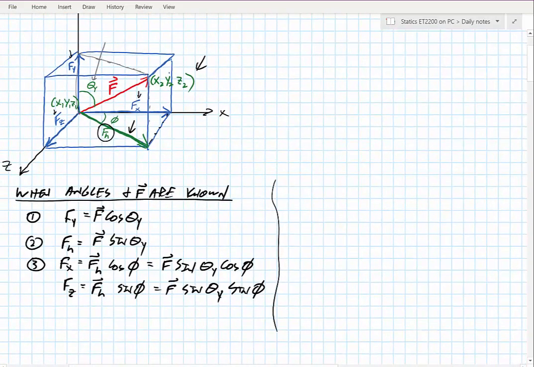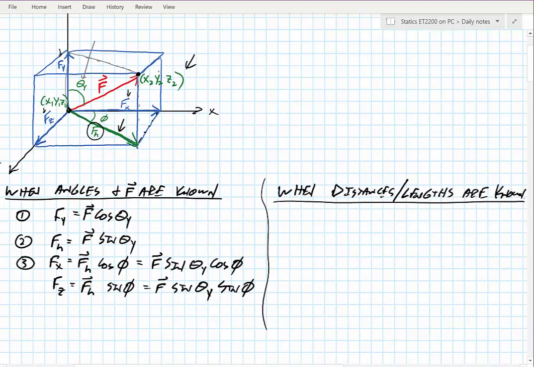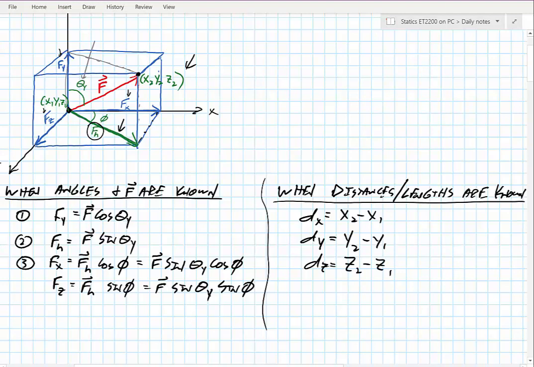where what we know are these points. So we know where this vector is starting, this x1, y1, z1, and I know where that vector is ending, x2, y2, z2. I know the distances. So when the distances and lengths of these vectors or forces are known, I'm going to follow the exact same process I did in 2D. The total distance in the x direction would just be the difference between x1 and x2 if I'm not starting at the origin. Same idea with the y direction and the z direction, z2 minus z1.